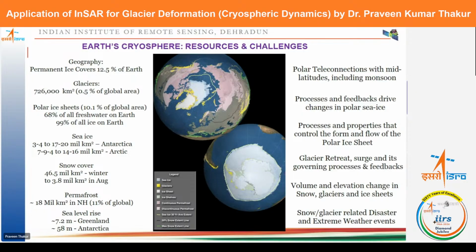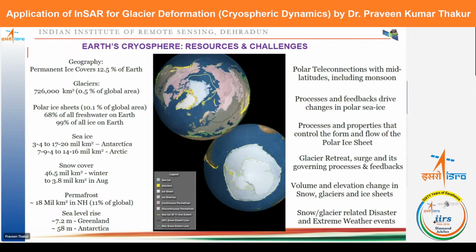A significant amount is also constituted by the permafrost, which has come into limelight due to climate change and its potential of releasing methane and deadly viruses. Theoretically speaking, if the polar ice sheets were to melt, they can cause a significant sea level rise, which corresponds to almost 7 meters and 58 meters for the polar ice sheets.